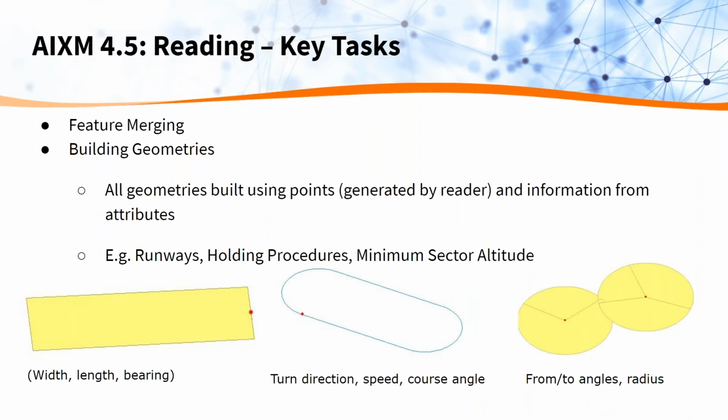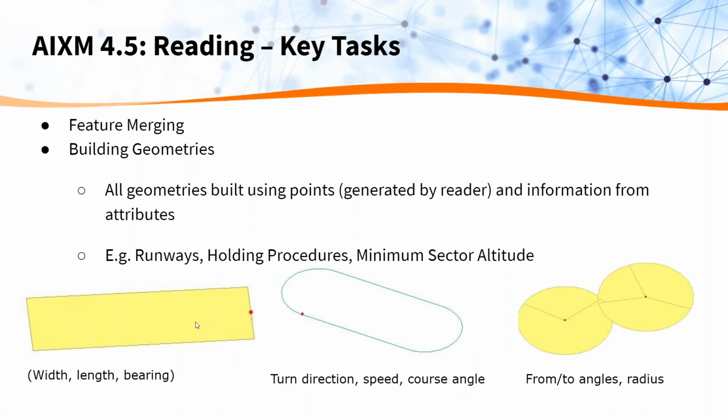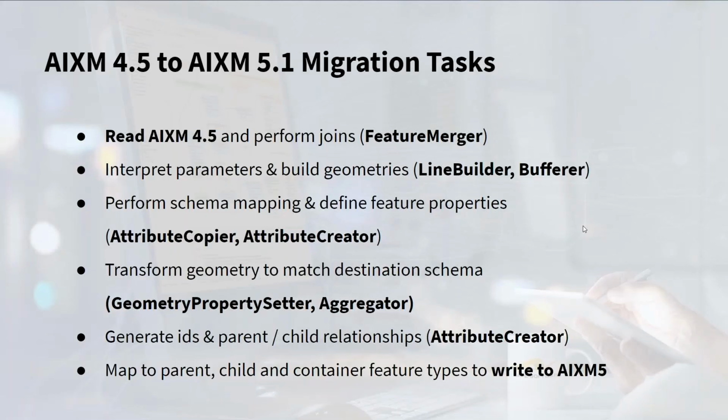So as I mentioned earlier, 4.5 is fairly complex in that it doesn't actually have a geometry itself. It just has parameters for geometry. And so you can have an endpoint like this, and then you have parameters for the length of the runway and the width and the bearing. And so you need to use all those parameters to generate that geometry before you're going to write to GIS or any other format. And the same thing goes for things like sectors or airspaces.